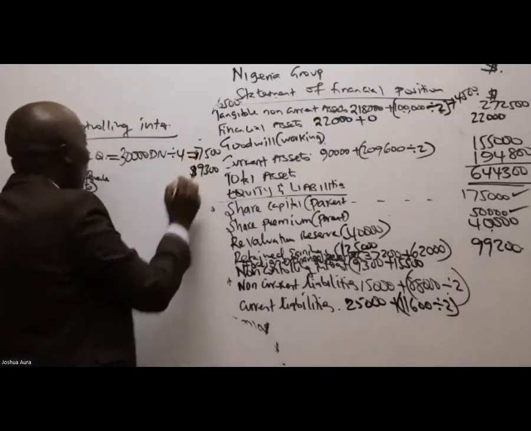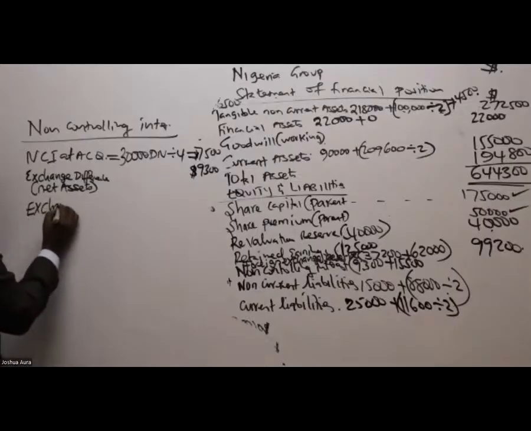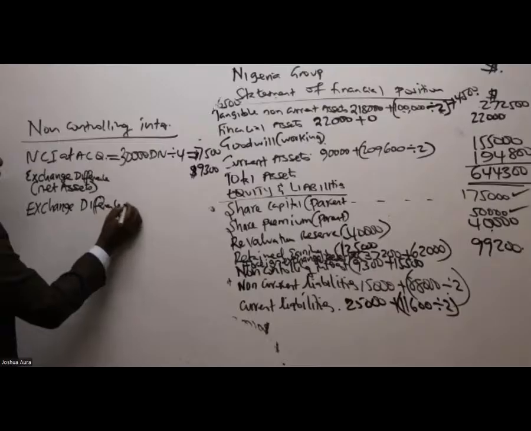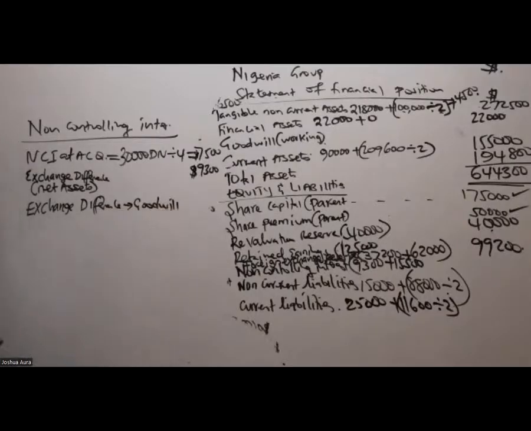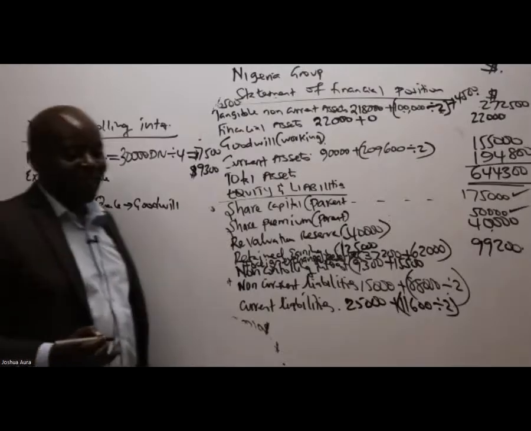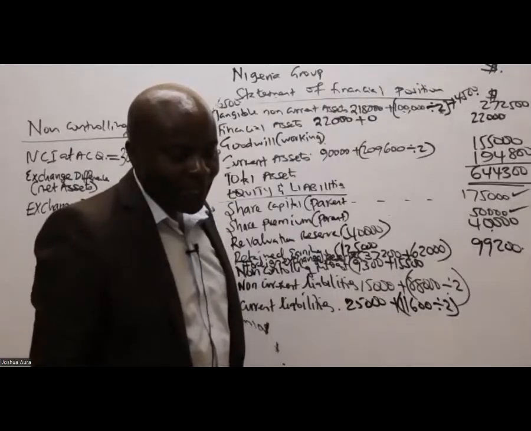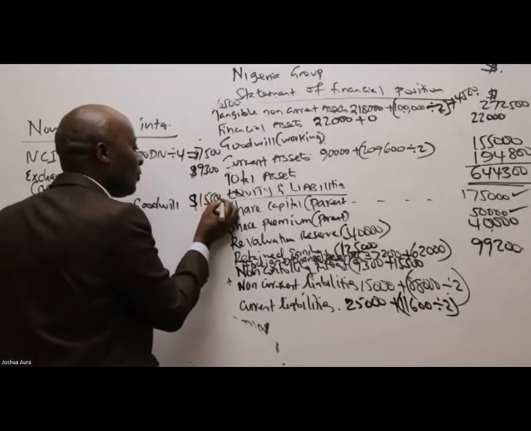We also gave them something from the exchange difference of goodwill. Is there somebody who is able to remember? It was 15,500. We gave them something, and already this is translated, 15,500.